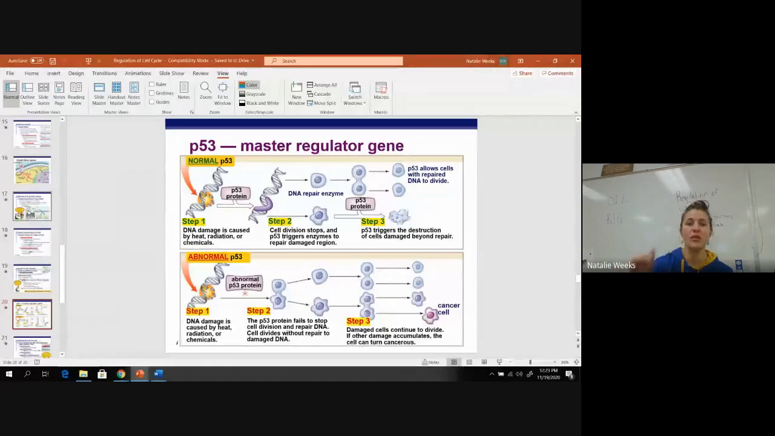When we're looking at a normal versus an abnormal P53 gene, with the normal gene, in the first step, if we have some sort of DNA damage, cell division will stop, and P53 will trigger enzymes to repair the damaged section of the DNA. Or it will destroy cells that are damaged beyond repair. In an abnormal gene, if we have some sort of damage to the DNA, P53 fails to stop the cell and repair the damage, and then we're just going to keep making damaged cells, which eventually can become cancerous.